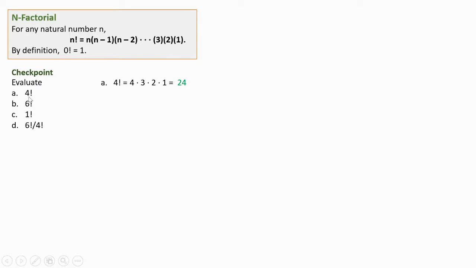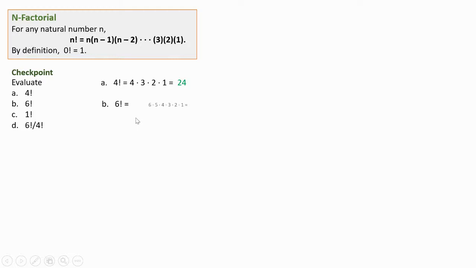Also, this can be put in the calculator. If you have a graphing calculator, you put the number 4, then you go to math, then to probability, PRB, and then go down to the factorial symbol, and then enter it, and it's going to give you that answer. But it's always good to know how to do it by hand.